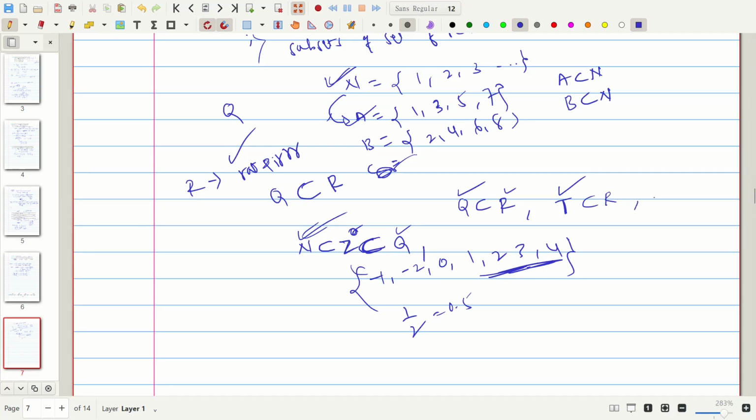And natural numbers are not a subset of irrational numbers. T means irrational numbers. Irrational numbers are a subset of real numbers, and natural numbers are not a subset of irrational numbers.